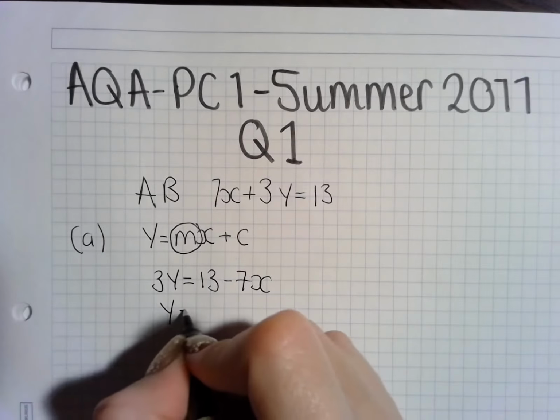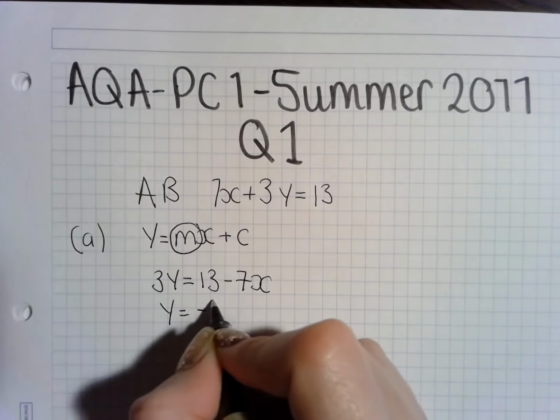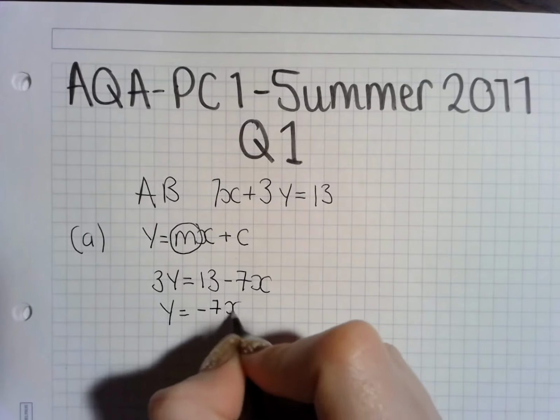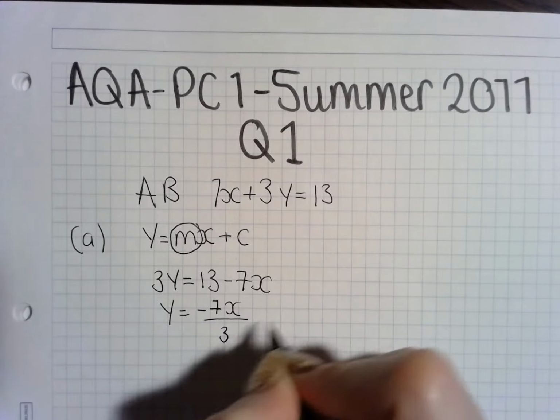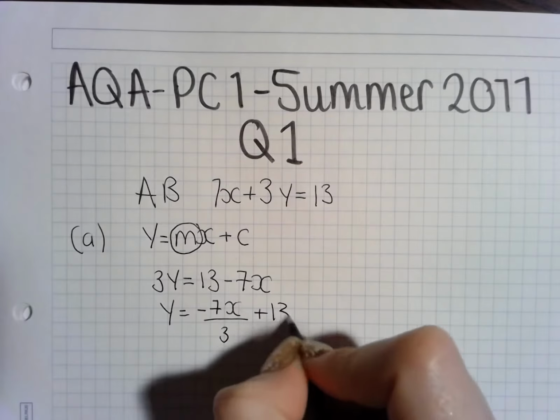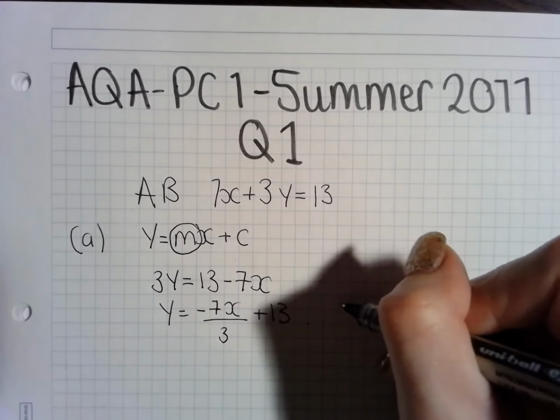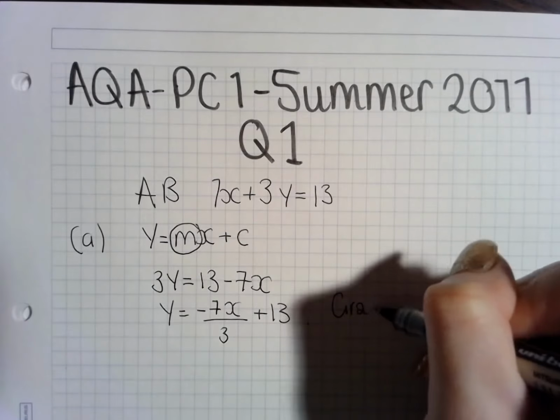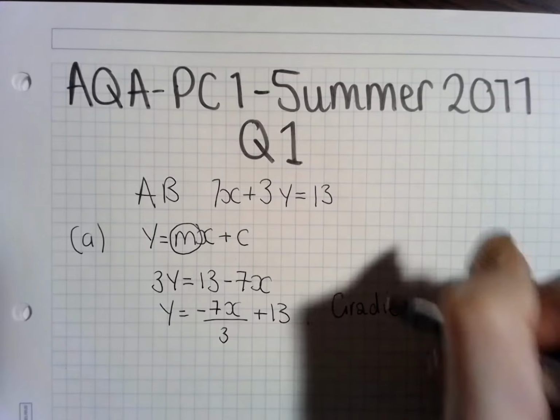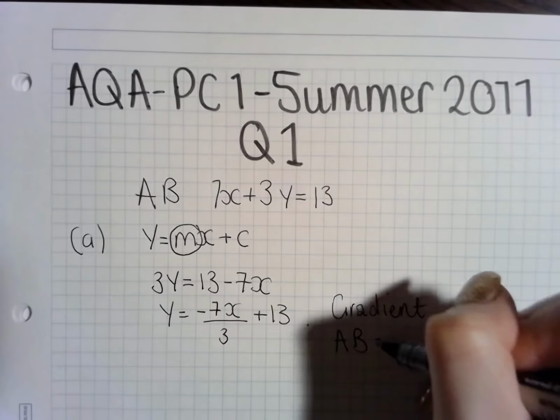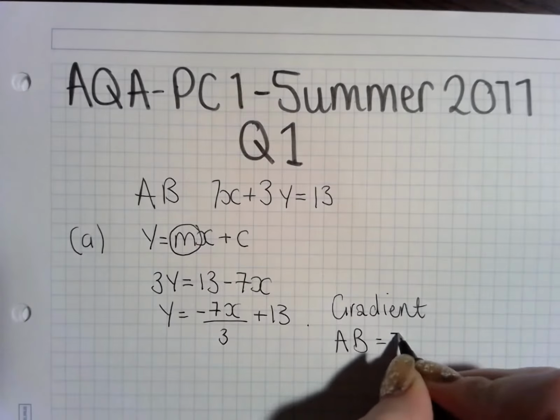and we divide by 3, just moving this around to this side as well to avoid confusion, then we see that the gradient of AB equals minus 7 over 3.